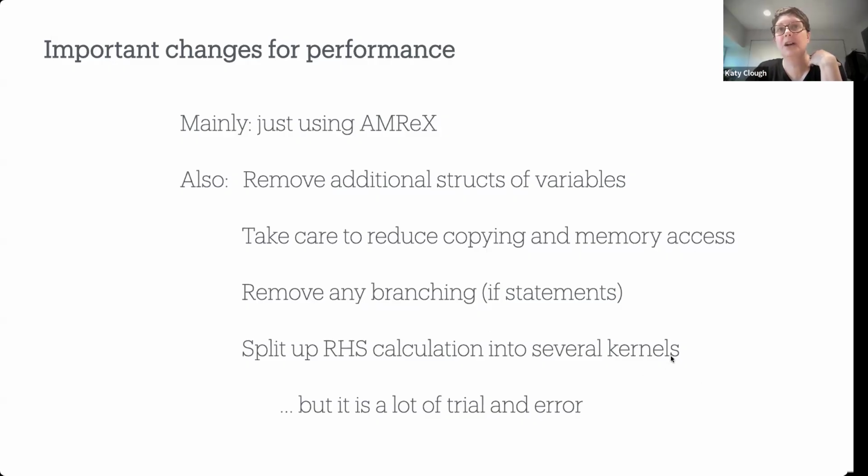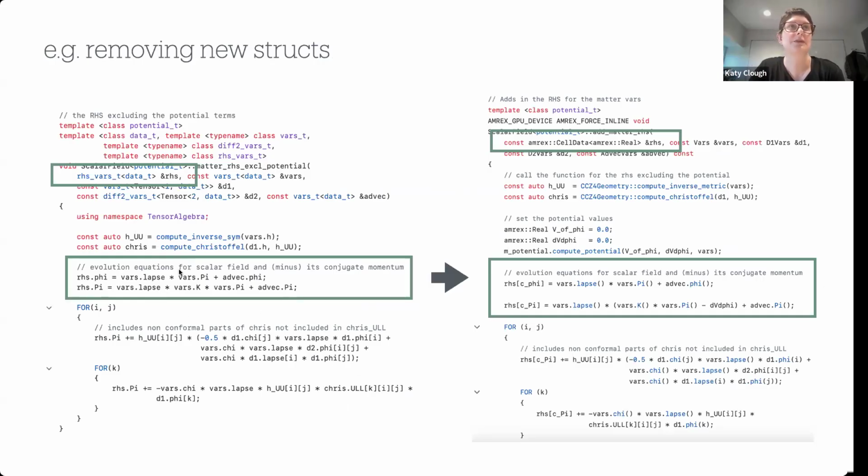Splitting up the right-hand side into several kernels. It's a lot of trial and error. So sometimes you think things will work, but then actually they don't. So you do have to kind of just try things and see what works. Yeah, this is an example of the struct thing that we removed. I won't talk too much about this, but basically we had these kind of structs that we had developed for GRChombo that we thought made it more readable, that we could have a right-hand side object where we had a member variable for the fields, but now we just write directly into the cell data of AMReX, and this gave a big speed up.